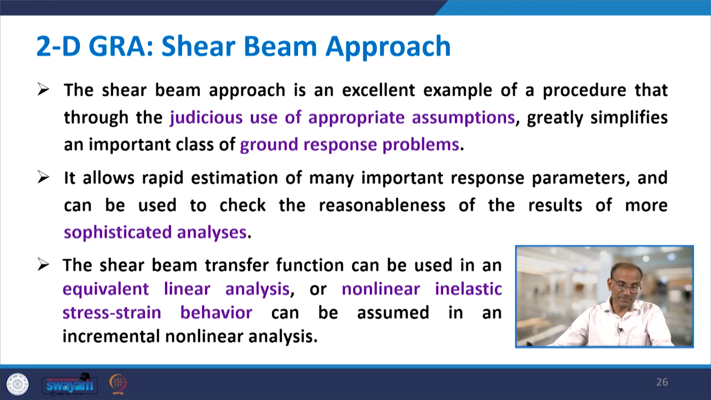One of the assumptions is that there is no variation in displacement in the horizontal direction. The shear beam approach allows rapid estimation of many important response parameters and can be used to check the reasonableness of the results of more complex analyses. So the results you get from shear beam analysis may not be exactly accurate, but for a preliminary check it may provide you a quick solution, and then you can compare the results from the shear beam analysis with the results which you obtained from the software.